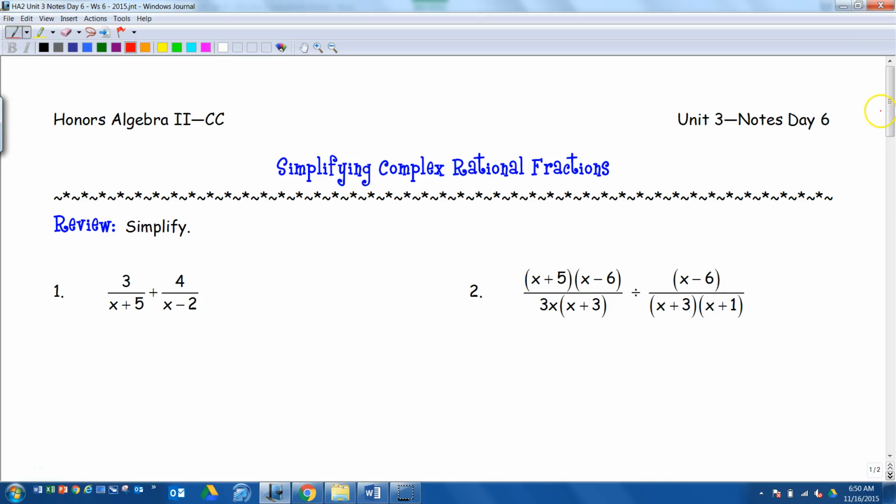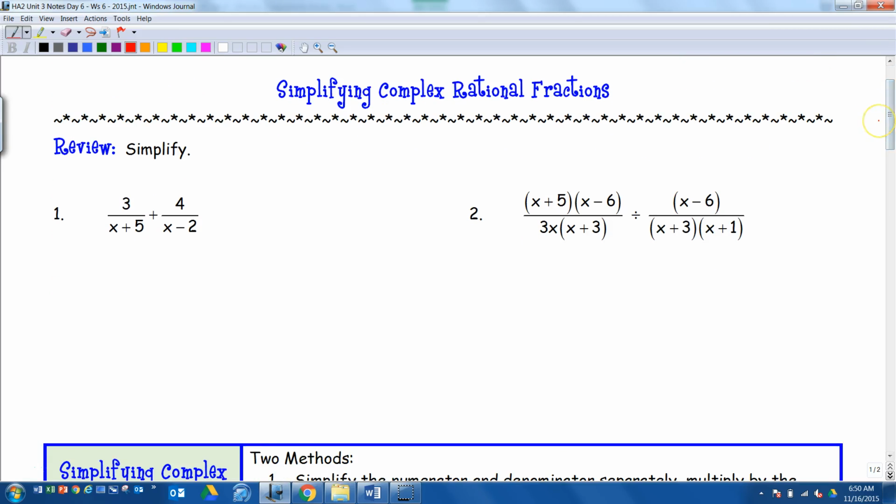Alright class, before we get into complex rational fractions, we're going to review, because a complex rational fraction is basically a combination of adding and subtracting and then a division. So, first thing, let's do an add. Again, to add or subtract, you need a common denominator. So this one needs an x plus 5, x plus 5. This one needs an x minus 2 and an x minus 2.